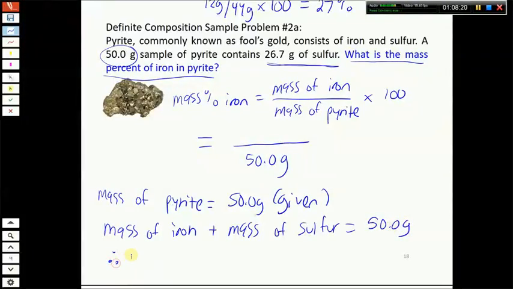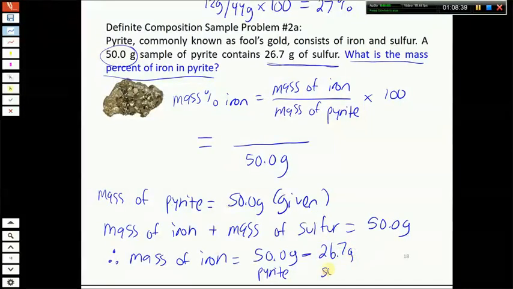And so therefore, if we want the mass of iron, these three little dots in the triangle means therefore. If you're not familiar with that notation, I'll use it a lot. Anyway, the mass of iron is the mass of the compound we have, which is 50 grams, minus the mass of sulfur, and the rest of that must be the iron that's in there. So that comes out to 23.3 grams. So in other words, we didn't directly give you the mass of iron in this case, but using the law of conservation of mass, we know that if 26.7 out of our 50 grams is sulfur, the rest must be iron. So that's the number we're going to put up here for the mass of iron.